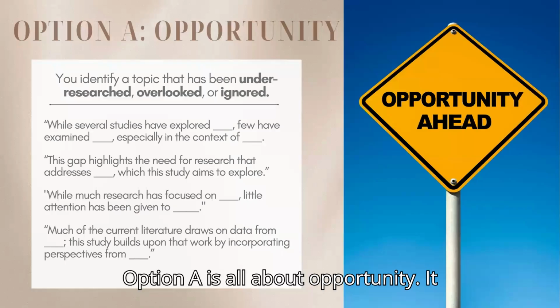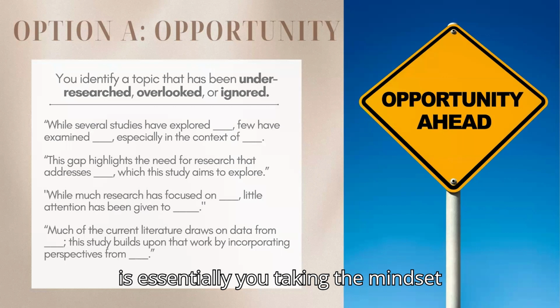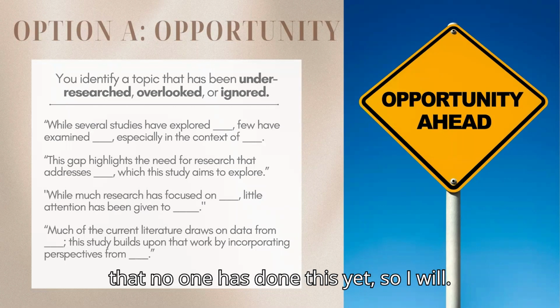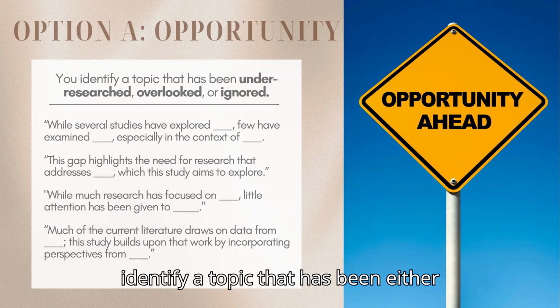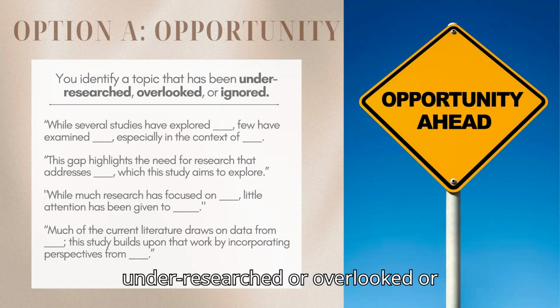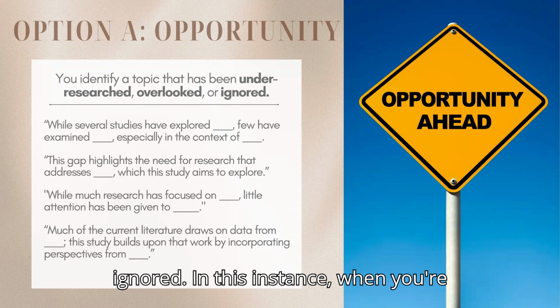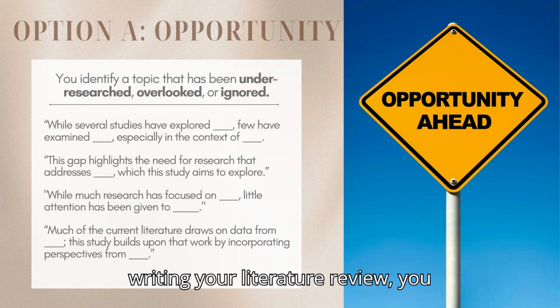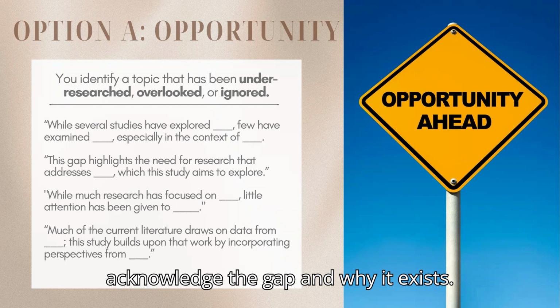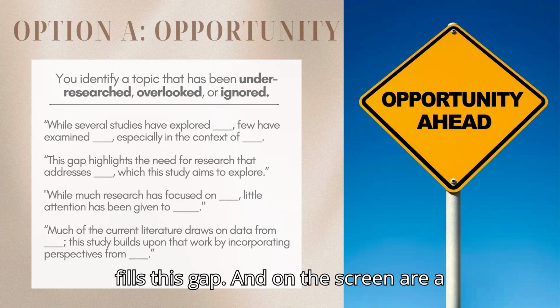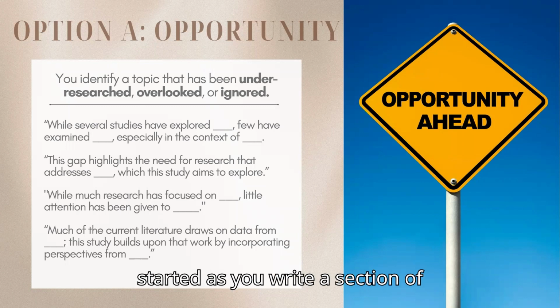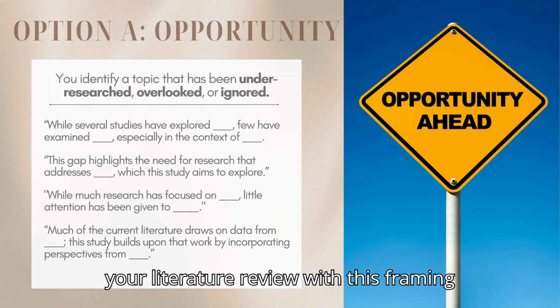Option A is all about opportunity. It is essentially you taking the mindset that no one has done this yet, so I will. You would use this approach when you identify a topic that has been either under-researched or overlooked or ignored. In this instance, when you're writing your literature review, you acknowledge the gap and why it exists, and then you would explain how your work fills this gap. And on the screen are a few sample sentence stems to get you started as you write a section of your literature review with this framing in mind.